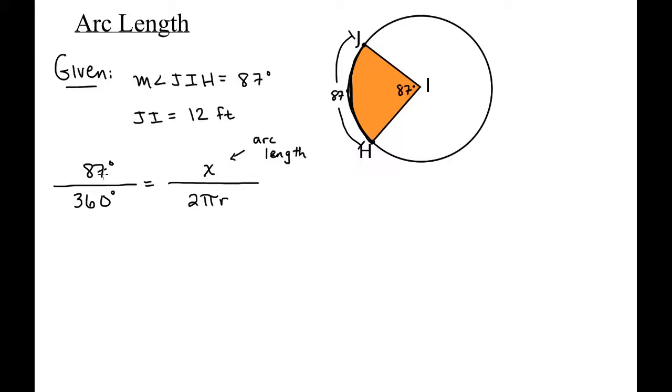So in summary, the way to memorize the formula is the portion of the circle divided by the whole circle in terms of their degrees is equal to the portion of the circle, this portion right here that you're trying to find, divided by the whole entire circle. Alright, so let's plug in the information we know.